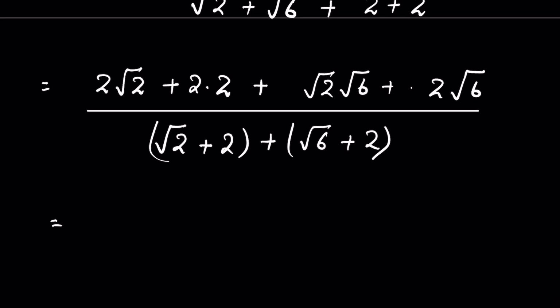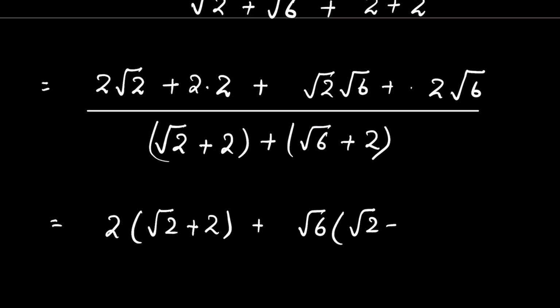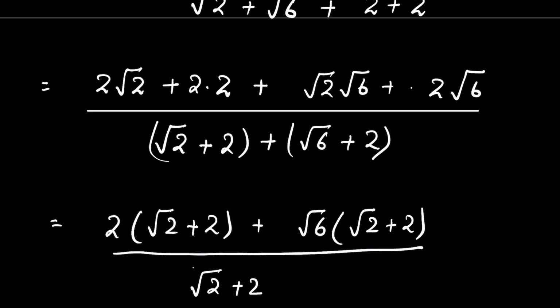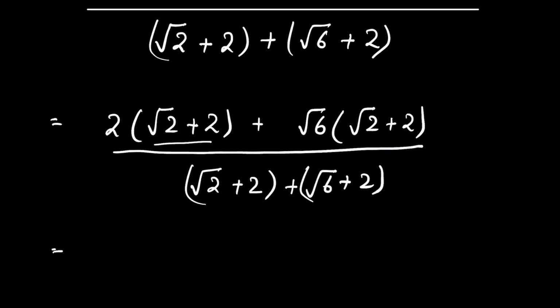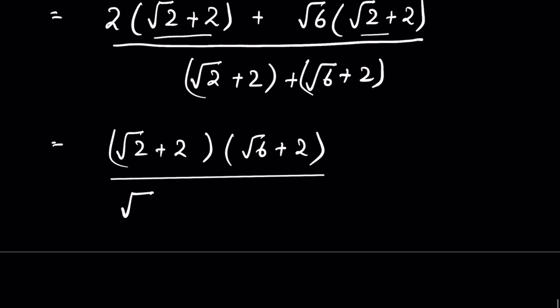Now in the numerator we can take 2 common and write square root of 2 plus 2, plus here square root of 6 common and square root of 2 plus 2, upon square root of 2 plus 2 plus square root of 6 plus 2. Now these two are common, so we can write square root of 2 plus 2 times 2 square root of 6 plus 2 upon square root of 2 plus 2 plus square root of 6 plus 2.